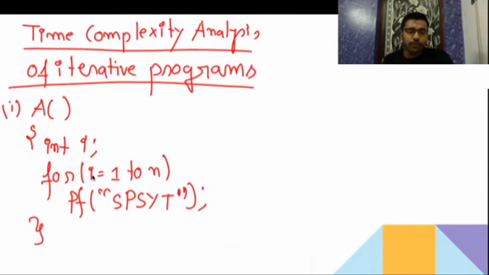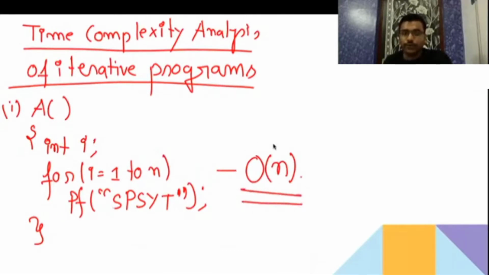You have to find how many times that for loop is running, that is going to determine the time complexity, how much time it is going to run. If we run this function for i equal to 1 to n, it is going to run for n times, so your time complexity is going to be big O of n. Understood? Yeah, correct. Now I will take the next one.